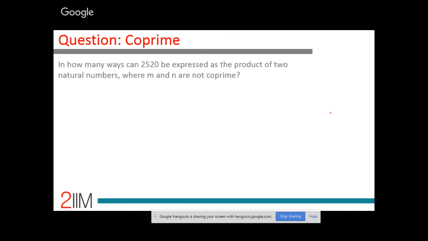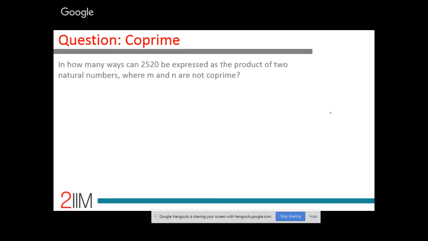2520, you know how to find the number of factors. We also know how to find how many ways it can be written as a product of two natural numbers, m and n. Forget this coprime condition. We know how to find how many ways it can be written as a product of two natural numbers. We also know how many ways it can be written where m and n are coprime. You also know the formula for that. Subtract one from the other, you've got the answer.